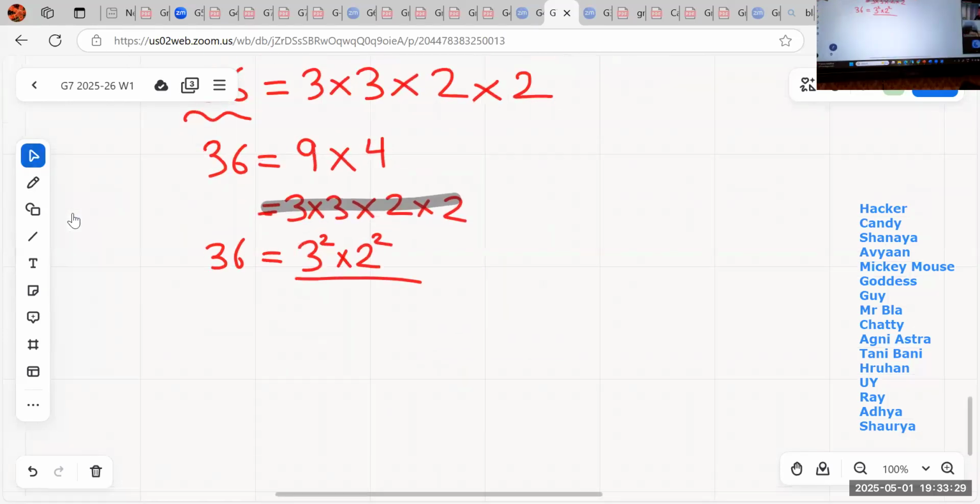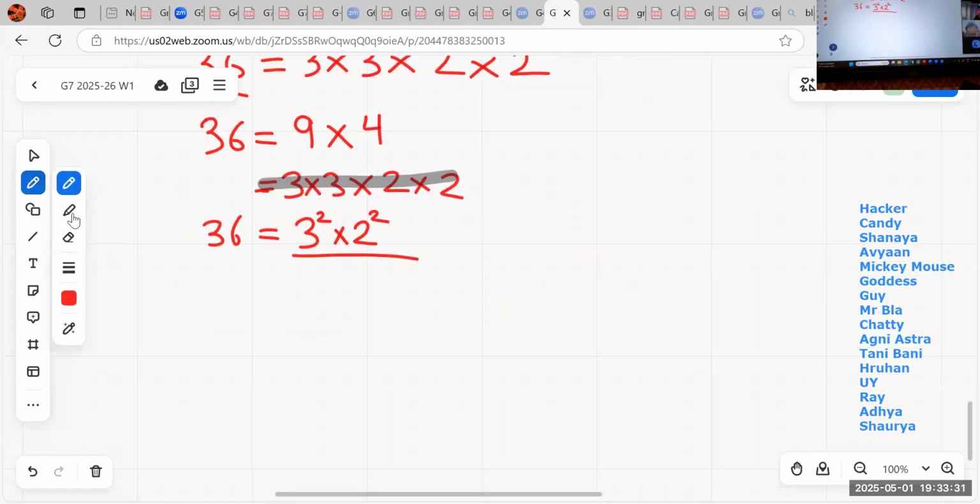So you guys can try a question. Write in exponential form. The question is 48. Write in exponential form.